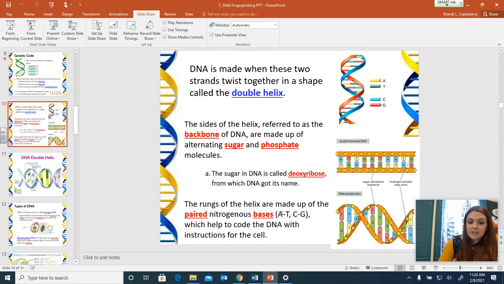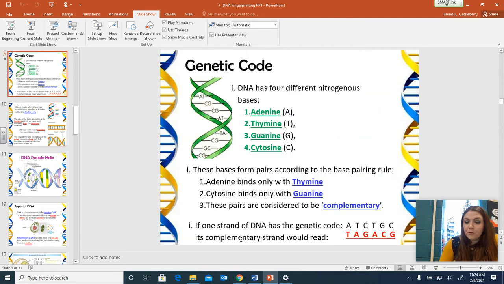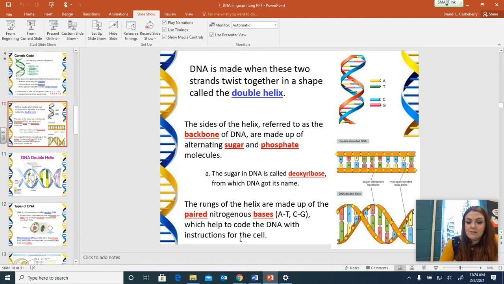The rungs of the helix, so double helix, so the rungs mean the things in the middle, are made up of paired nitrogen bases, which is what we talked about on the previous slide, the A's, T's, G's, and C's. So those paired nitrogen bases are in between, which help code the DNA for instructions for the cells. So every little segment of a section of your DNA is a gene that codes some kind of instruction for your body to make something that your body needs to function.